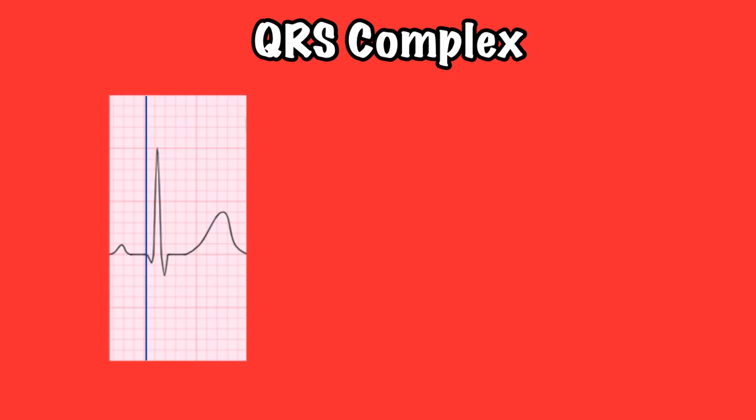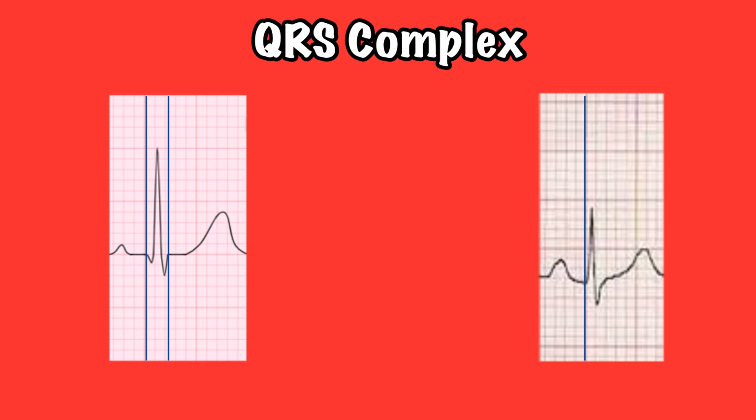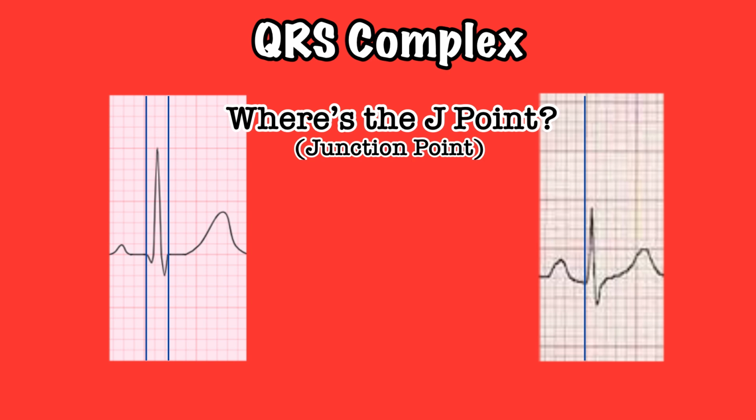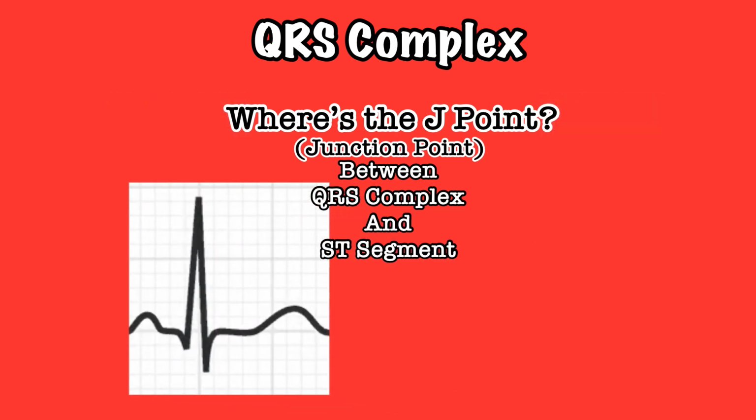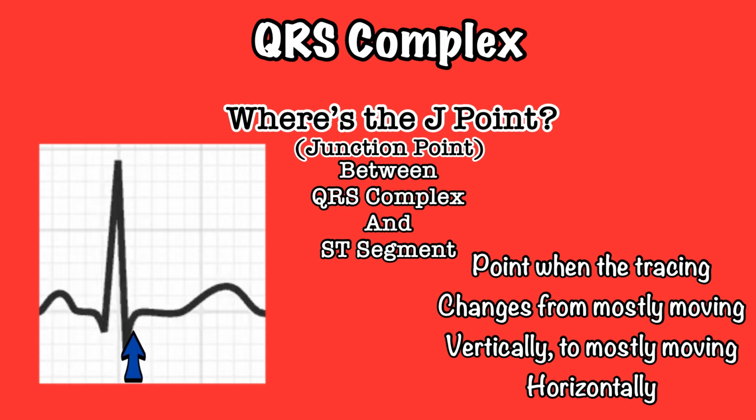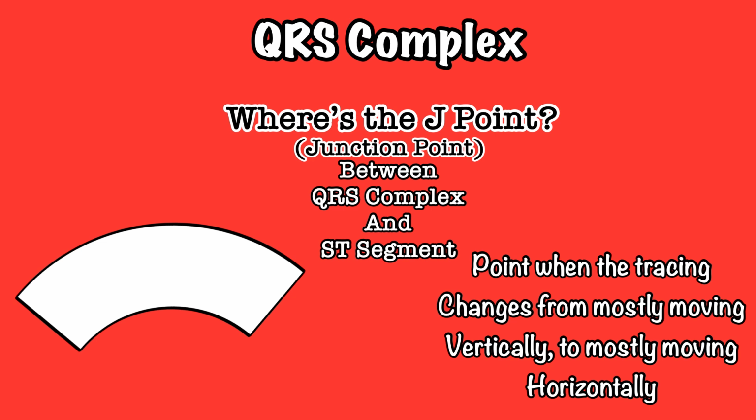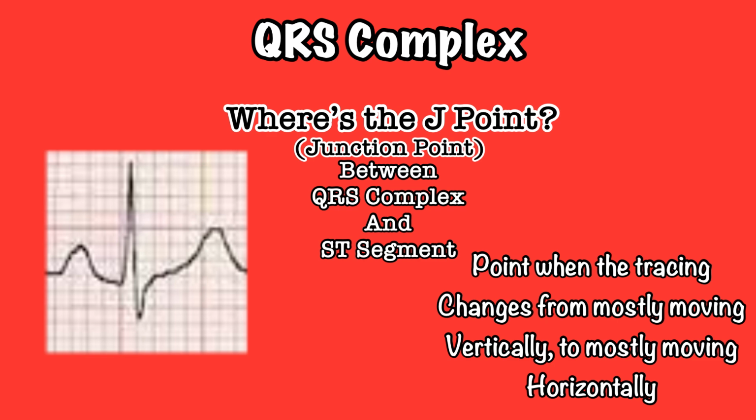Sometimes you look out and it just comes right back to the baseline, takes a hard turn, and you have a definitive corner to put your calipers on. Sometimes, though, the QRS gently curves back into the baseline. We're looking for something called the J point, or junction point. A different junction than the AV junction, sorry if that's confusing. This is the junction between the QRS and the ST segment. It is defined as the point where the tracing changes from primarily moving vertically to primarily moving horizontally. And when you're looking at a curve, that point is the top or apex of the curve. So when you have that gentle change from QRS to ST segment, find the apex of the curve and place your caliper on that point.